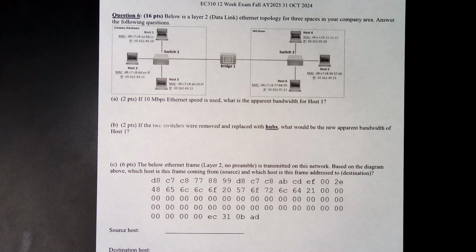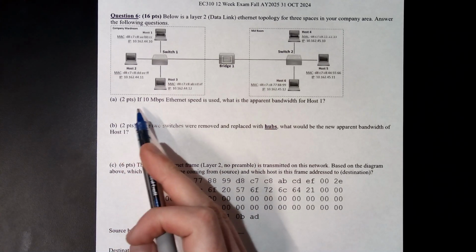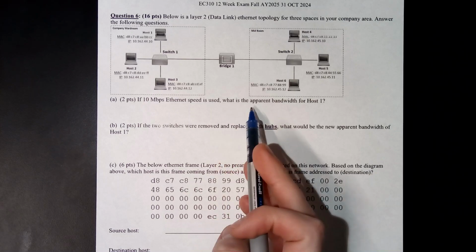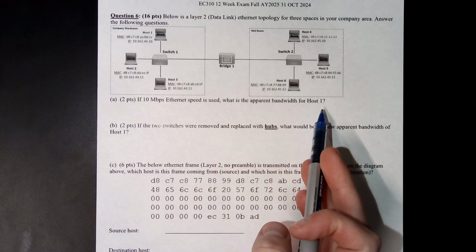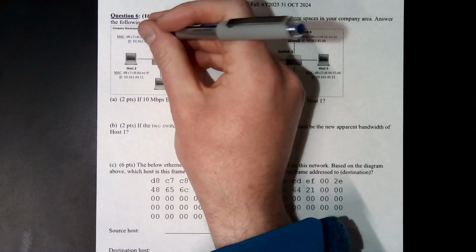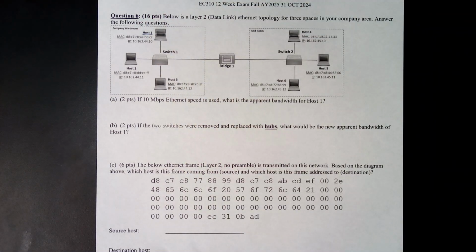Okay, on to the last question, question 6. For the first part here, we have: if 10 megabit per second Ethernet speed is used, what is the apparent bandwidth for host 1? So host 1 is right there. We want to know what that looks like.